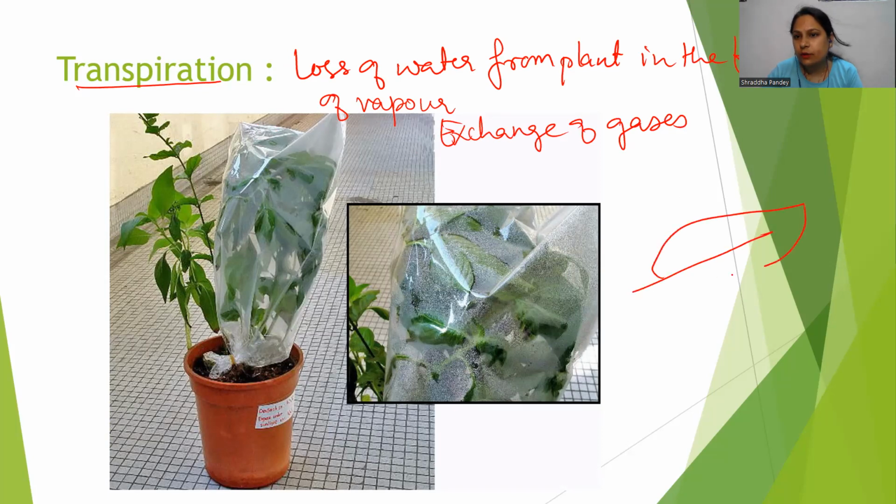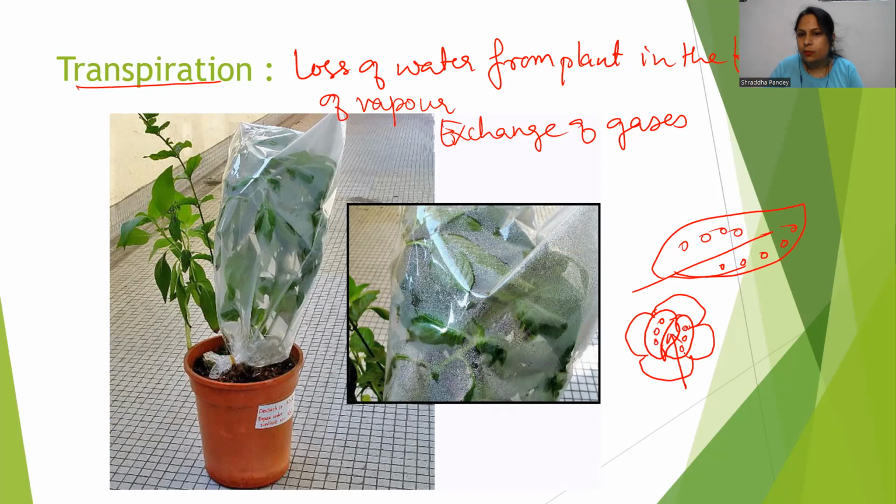The water is lost from the leaf. Now, how is it lost from the leaf? The leaf has two surfaces, an upper surface and a lower surface. The lower surface of the leaf has many minute openings. How is this opening observed? When we observe it in the microscope, we will see a structure like this. And there is a cell surrounding it.